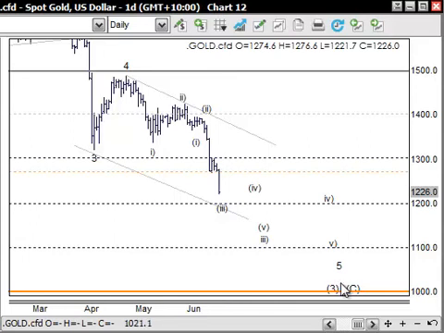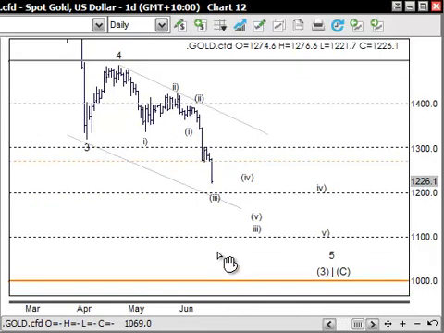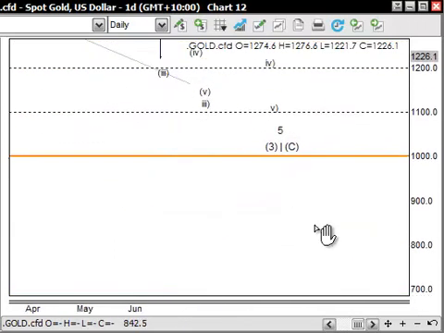Commodities can extend in the 5th wave just as easily as they can in the 3rd wave, where stocks tend to more extend in the 3rd wave. So it can extend down further, and of course, if we're thinking of 1,000, then yes, we can get a bounce, but we also have to include the next level under that, and that's 800.